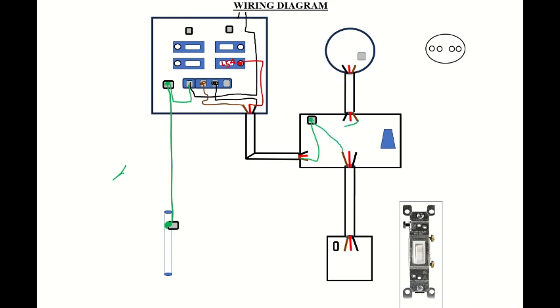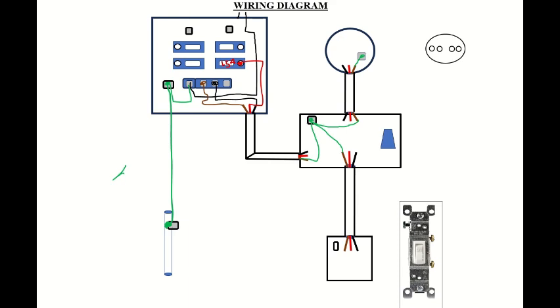Right, now the broad base receptacle that is being used, it does not carry an earth screw, so therefore there will be no connection with that. However, the box, once the box is metal, it needs to be connected to the earth.